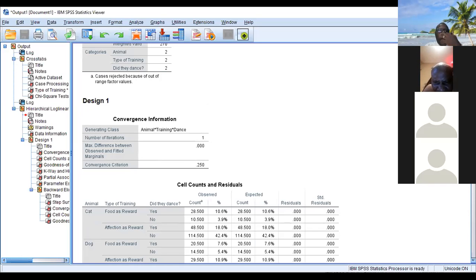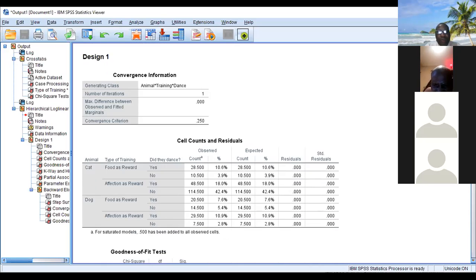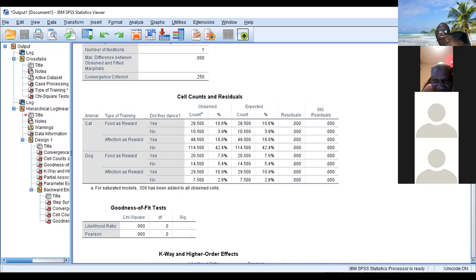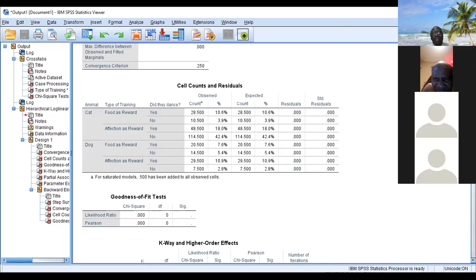Okay. This one is just telling you about iteration. Just go to the next one. Cell count and residual.